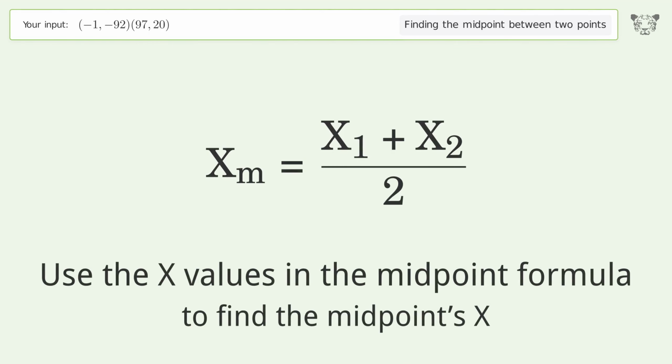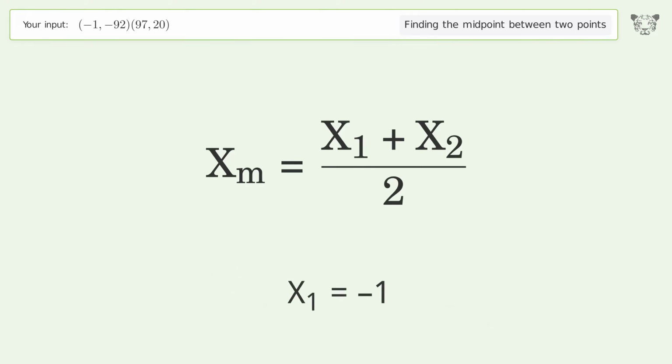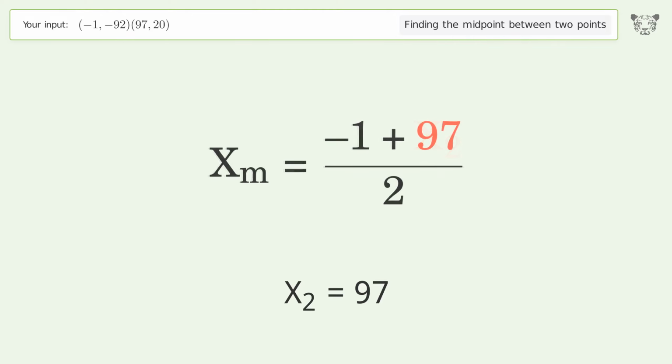Use the x values in the midpoint formula to find the midpoint's x. x1 equals negative 1. x2 equals 97. Simplify the arithmetic.